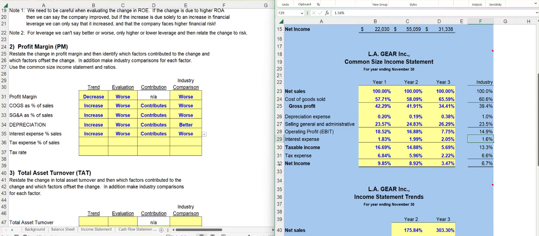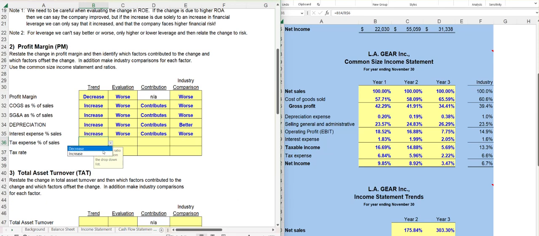The only bright spot is our income tax expense as a percentage of sales. And the only reason it has gone down is because we are less profitable. We were making 16 cents in profit before taxes. We're now down to 6 cents in profit before taxes. So we would expect to be paying less in taxes. So tax expense as a percentage of sales has decreased.